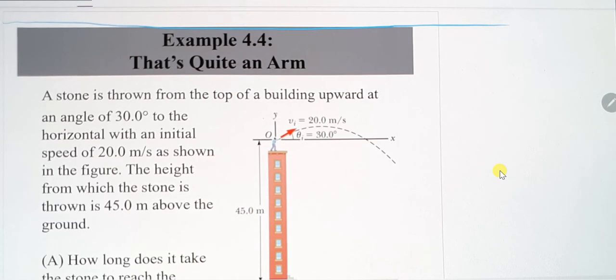So let me emphasize this again. Gravity is always pointing down. Now it's your choice to choose up is positive, down is negative, or to say down is positive, up is negative. It's your choice. But in all cases, gravity is pointing down. Sometimes you can assume down is positive, up is negative, depending on the problem. Sometimes you can assume up is positive, down is negative.